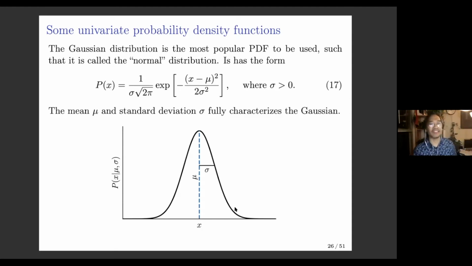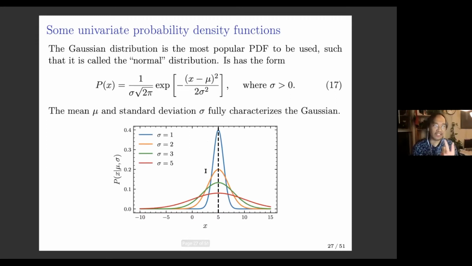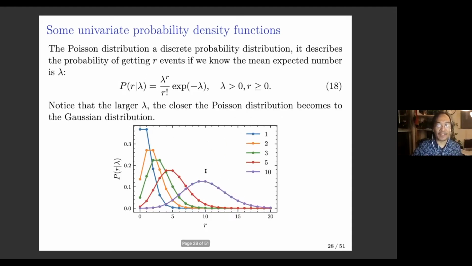So this is the form, and it's fully characterized by just 2 numbers: the mean, where the function is centered, and the width of the function, which is sigma here. So we just need these 2 numbers. Sigma has to be larger than 0. Here are several Gaussian PDFs with different widths, but they all center at 5.